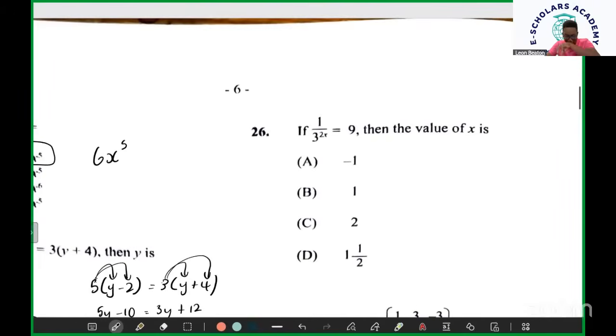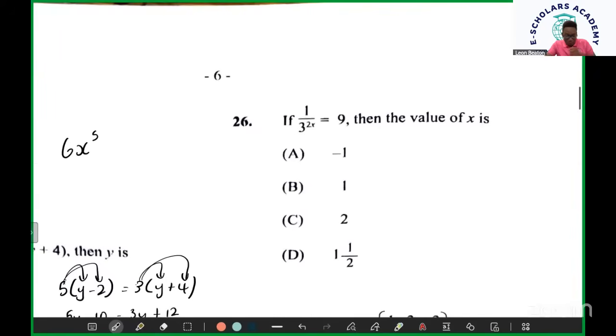So this is 1 over 3 raised to the -2 x power is equal to 9, and I want to know the value of x. So we can turn this 1 over 3 raised to the -2 into 3 raised to the -2 x power, because when we put a 1 over this, the power will turn positive.